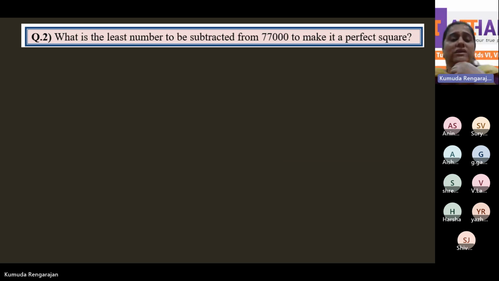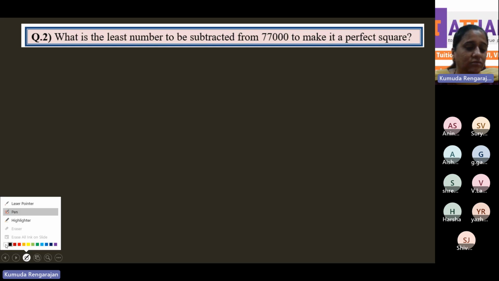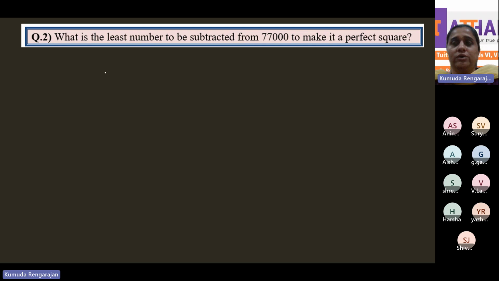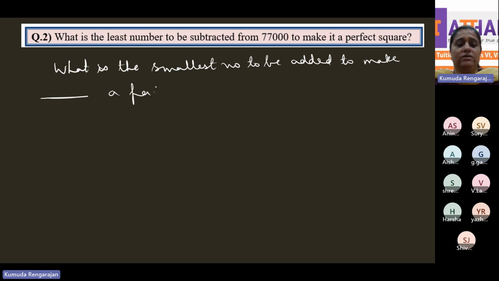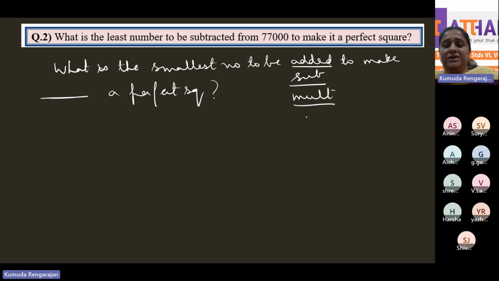Okay. So what is the least number to be subtracted? I was telling you in the last class that you can expect questions of these four kinds. So what is the smallest number to be added to make some number a perfect square? Added can be subtracted also. Then it can be multiplied. It can be divided.